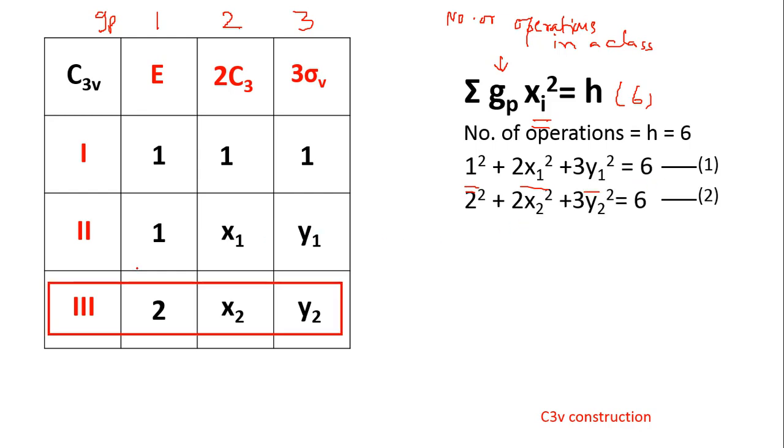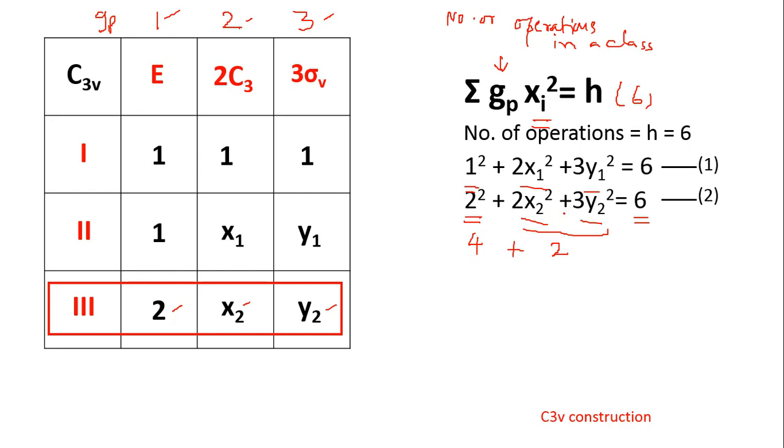Now if we do the same thing for the irreducible representation 3, first here you will have 1 into 2 square, and that is what is given as 2 square, then 2 into x2 square, and 3 into y2 square. So 2 square plus 2x2 square plus 3y2 square is equal to 6. Now if you look at the equation, 2 square is 4. Totally it should come out to be 6. So the remaining two terms together should be 2.